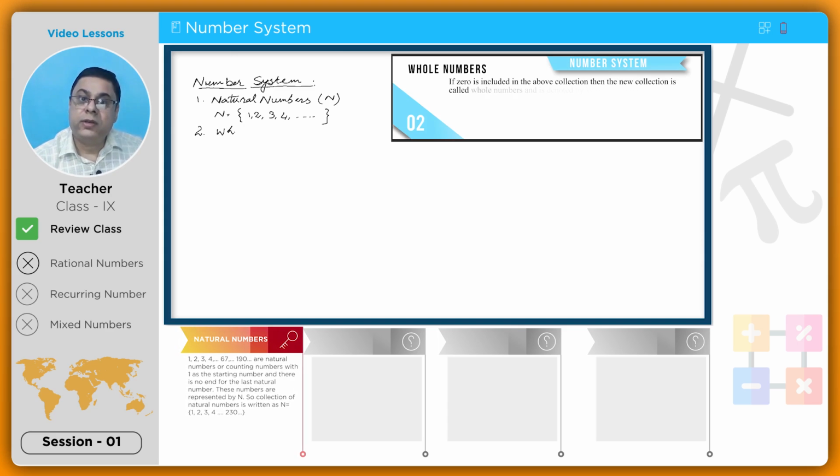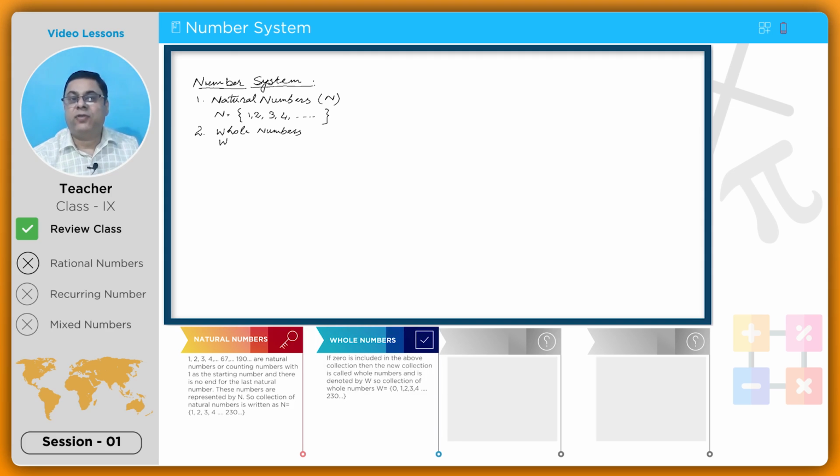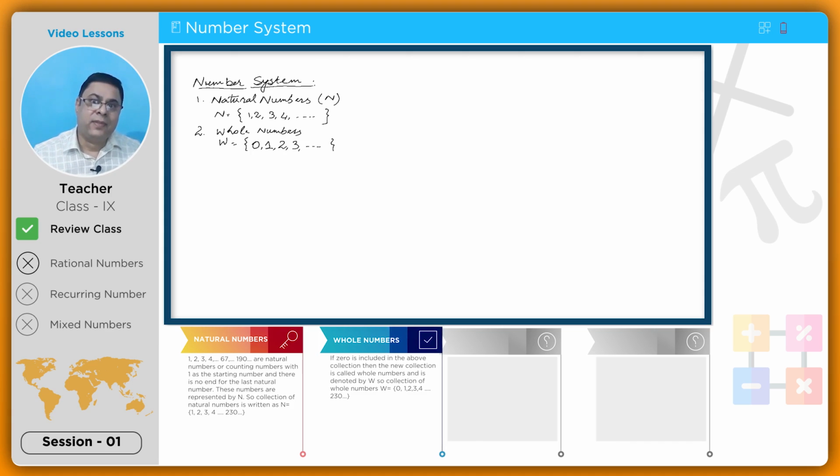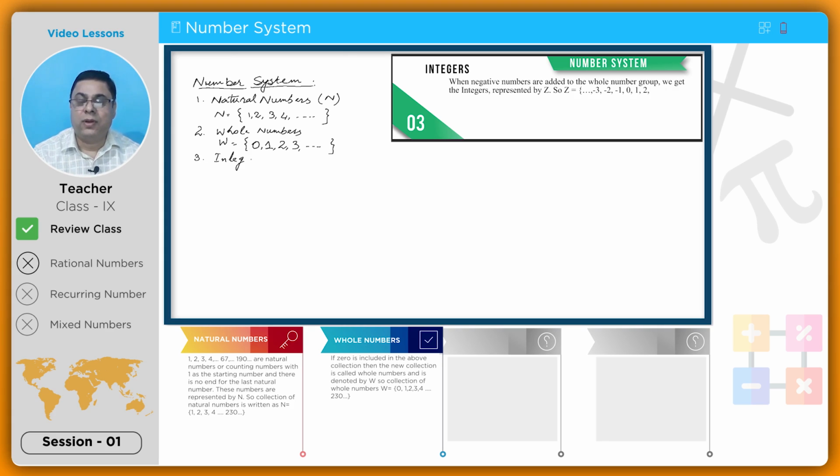So if we include a 0 in the natural number group, then we come up with our second group, whole numbers. Whole numbers are the numbers that start with 0: 0, 1, 2, 3, 4 and so on. There is also no end to the whole numbers. They can go to any length. With that, remember and observe that there are no negative numbers in these two groups.